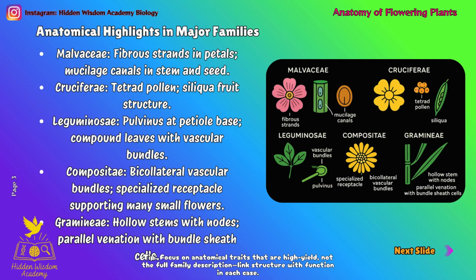Leguminosae shows pulvini at the petiole base and compound leaves with distinct vascular bundles. Compositae have bilateral vascular bundles and a specialized receptacle that holds many small flowers. Gramineae stems are hollow with nodes and show parallel venation with bundle sheath cells, which provide upright growth and flexibility.